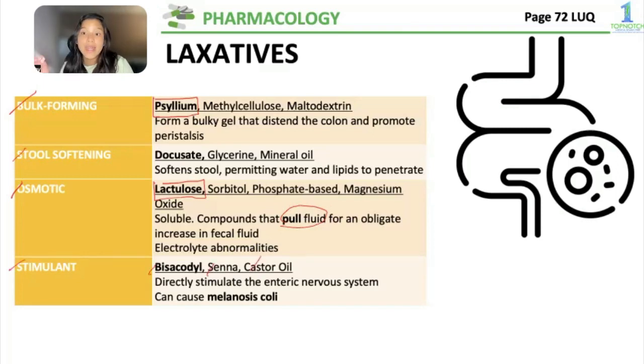So these agents directly stimulate the enteric nervous system to promote peristalsis. This can cause melanosis coli, which I'll show in the next slide, especially with senna. And another problem with stimulants is medyo indiscriminate yung loss mo of water and electrolytes. So you can get dehydrated and have some electrolyte imbalances with chronic stimulant laxative use.